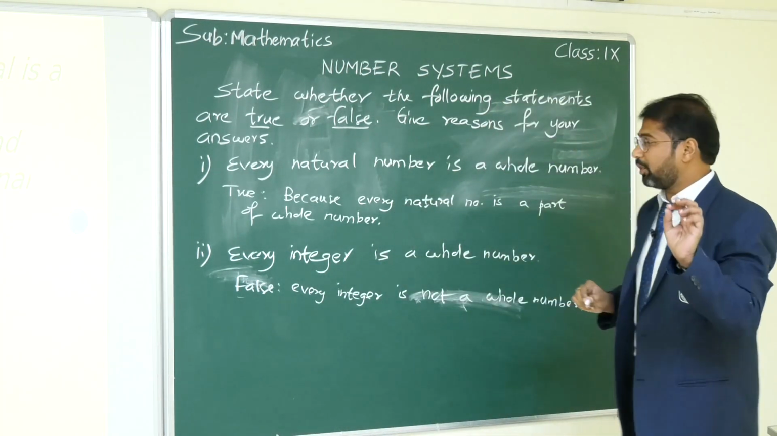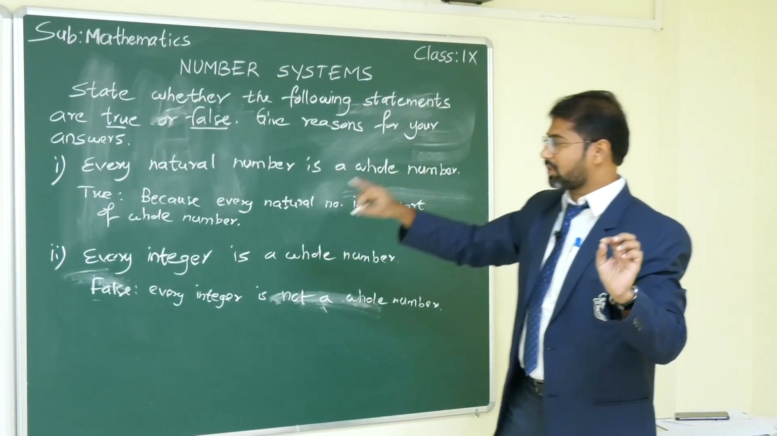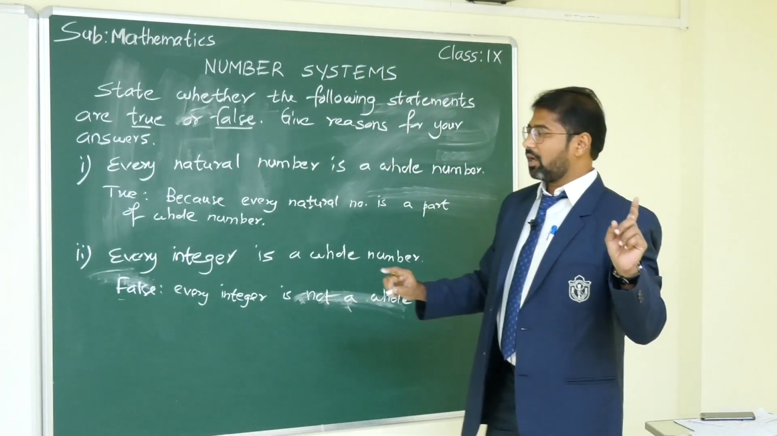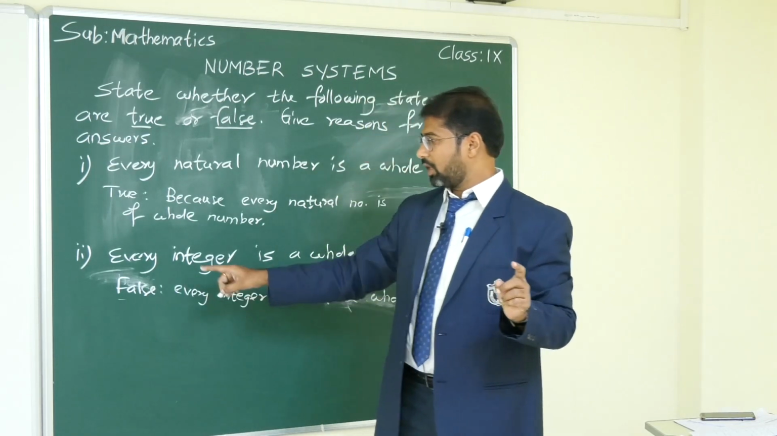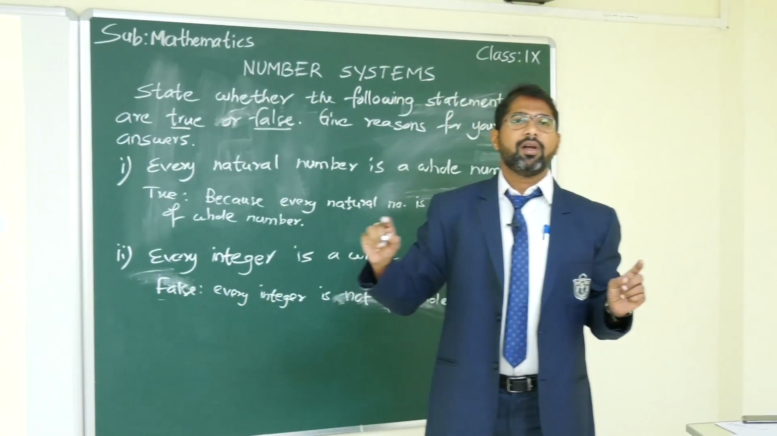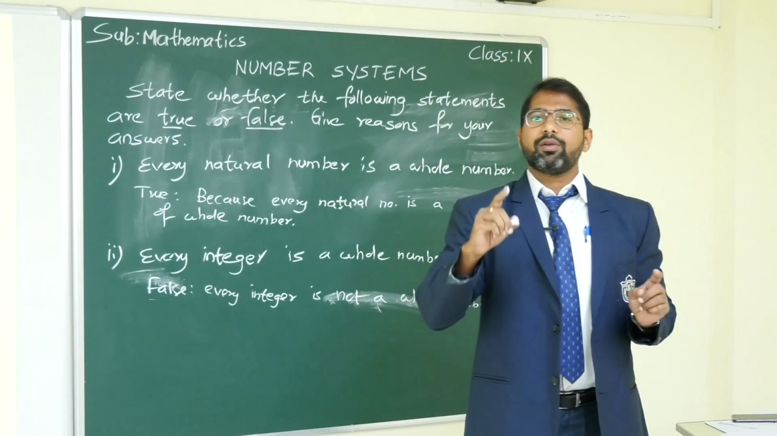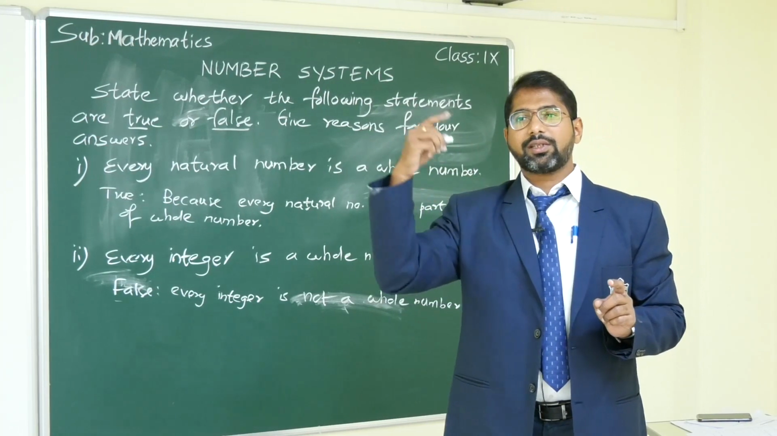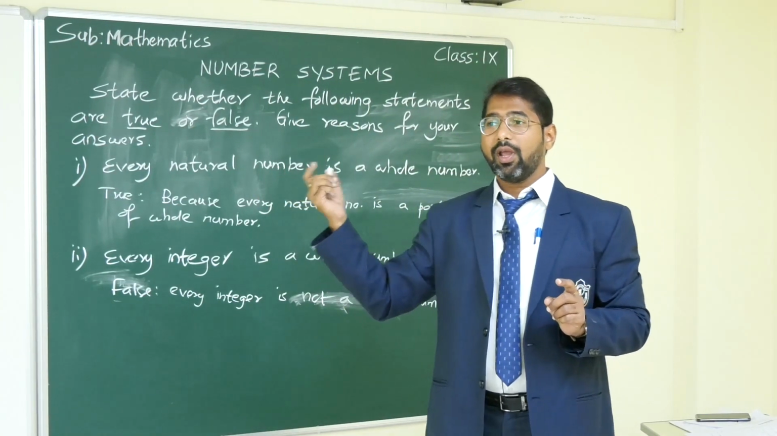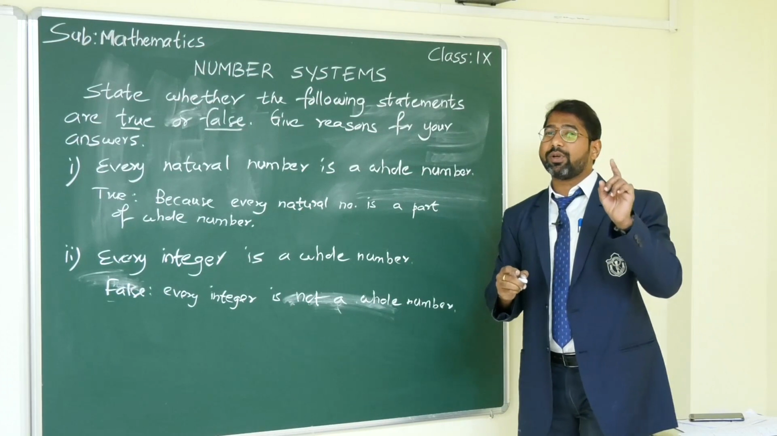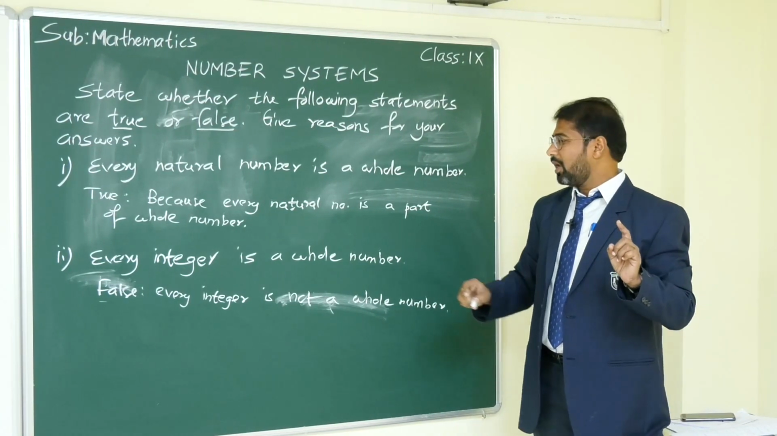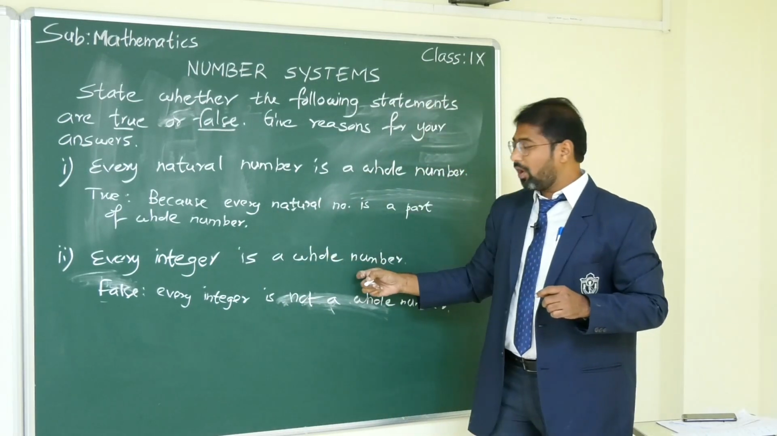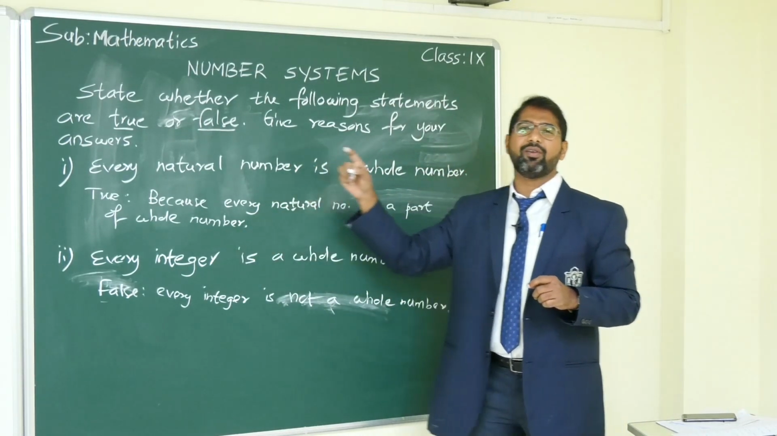Yeah, let us look at the statement once again. The statement is, every integer is a whole number. The answer is false because in integers you have 0, -1, -2, -3 and so on. To the right side you have 1, 2, 3 and so on. Here you can see that -1, -2, -3 and so on are not whole numbers. They are integers but they are not whole numbers.